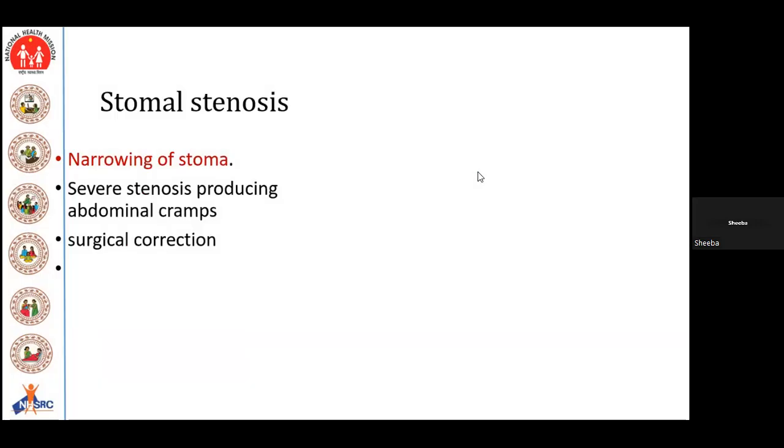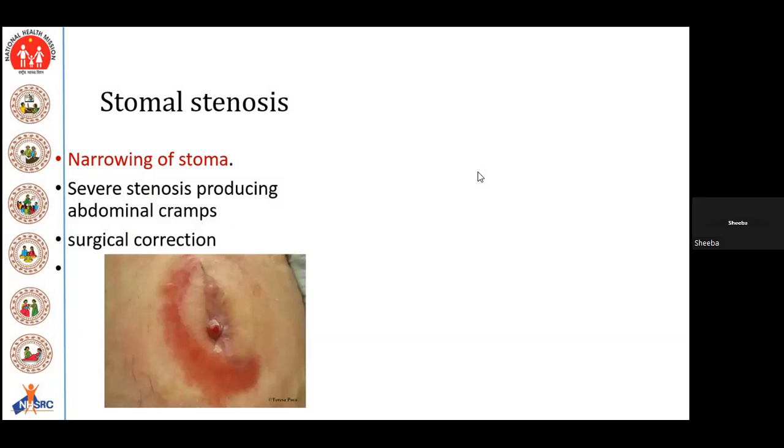Coming to the next problem, stomal stenosis. It's a narrowing of the stoma. If there is severe stenosis, the patient will complain of abdominal cramps. That needs a surgical correction. So this is the narrowing, stomal stenosis.